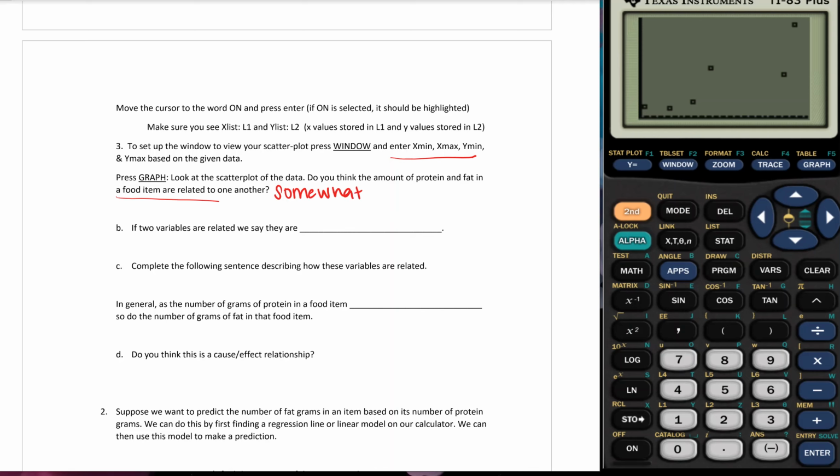But there's no absolute conclusion that they are related. So, part B, it says if two variables are related, we say that they are correlated, meaning there is a correlation between the two. All right, we complete the following sentence describing how these variables are related.